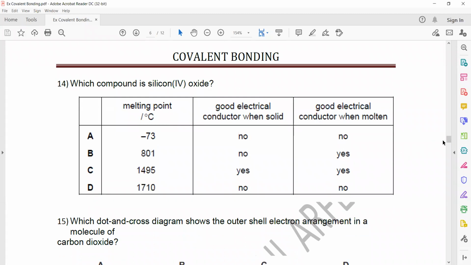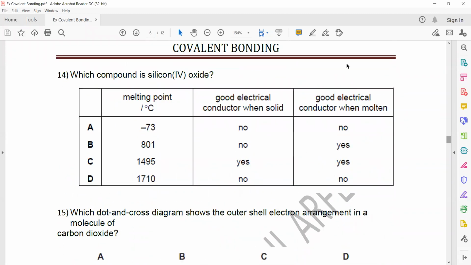Which compound is silicon(IV) oxide? So what are the properties of silicon(IV) oxide, a giant structure? It is hard, number one. It does not conduct electricity, even when solid or molten. And because it has a giant, macromolecular structure, it should have a high melting point.